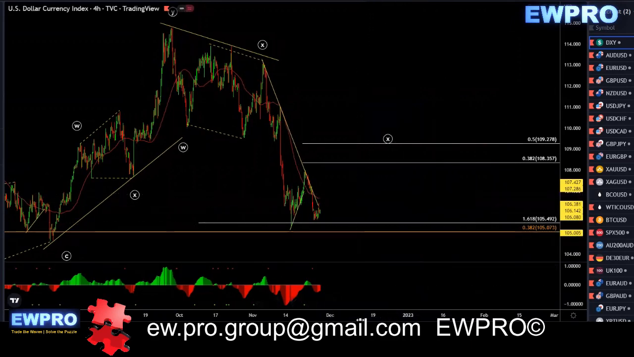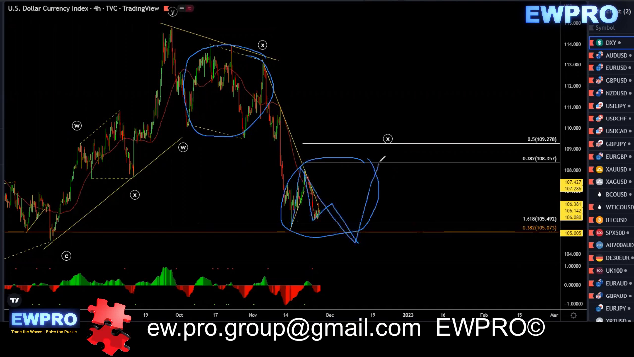Starting with the DXY on the H4. We've got this WX. We're in this wave Y. I'm looking for an X2 and then we'll be looking for that Z down. There's a couple of different scenarios here. We're looking for a correction similar in size to this over here. So this can turn into an A, B, C in here. Then you get an A, B, C before we get that Z down.